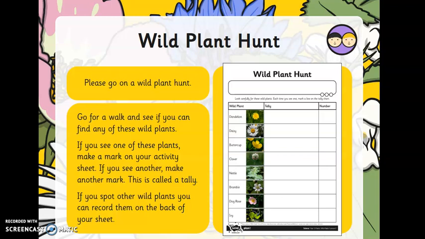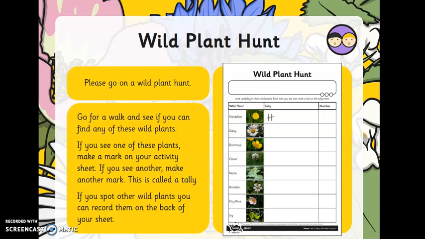Now I try and go for a walk every day after school. And on the walk I go to in the woods, there is lots and lots of wild garlic. And you can actually smell it as I start to walk near it. So on the back of my sheet, I would then write the word wild garlic. I would draw a picture of it, and I would put a tally every time I saw it.